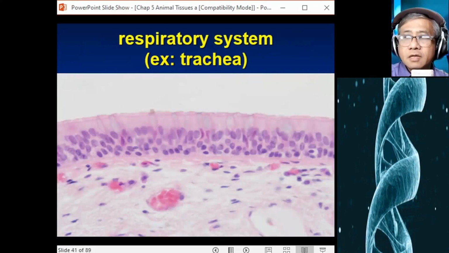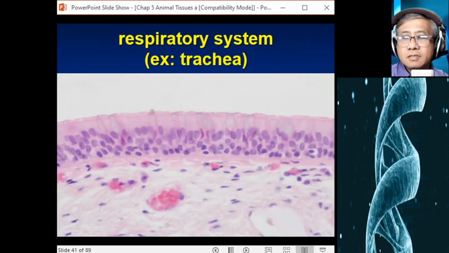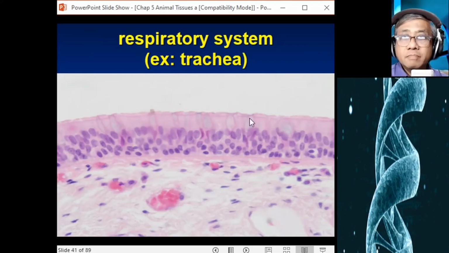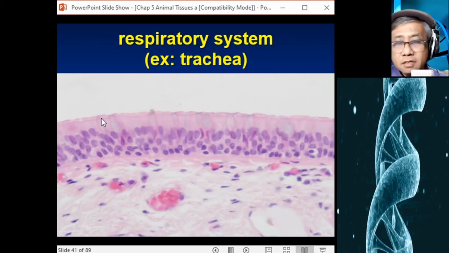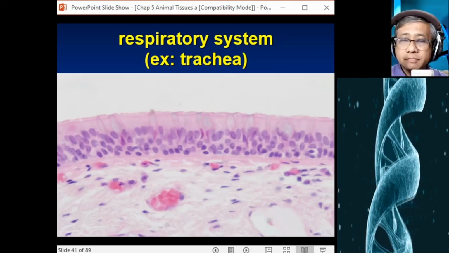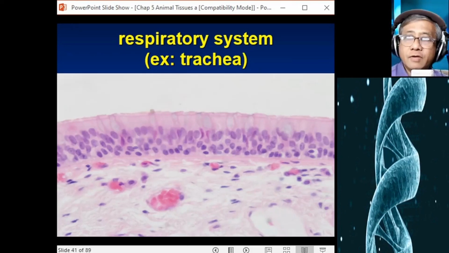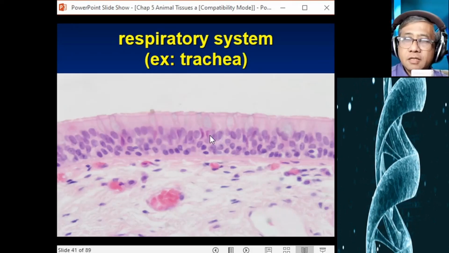You can find that again in the respiratory tract, the air passages, especially the trachea. Though ang trachea meron siyang cilia, di ba? Ciliated columnar siya. Pero yung ilalim niya, pseudo-stratified.